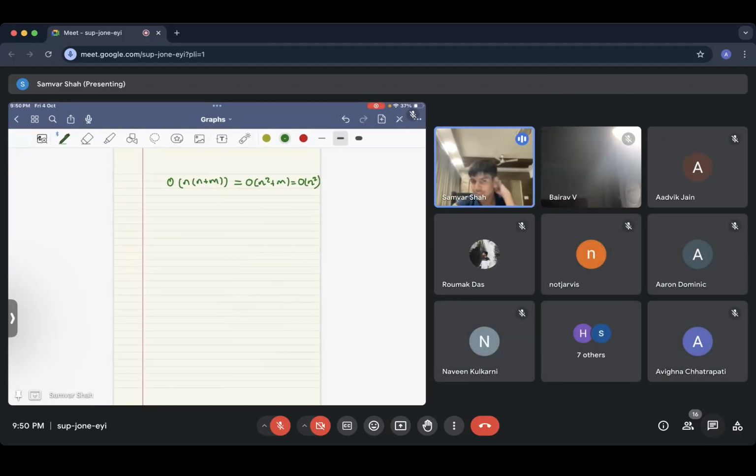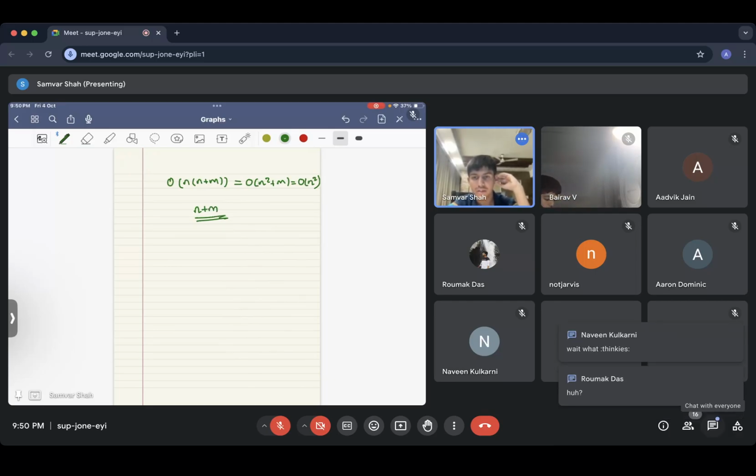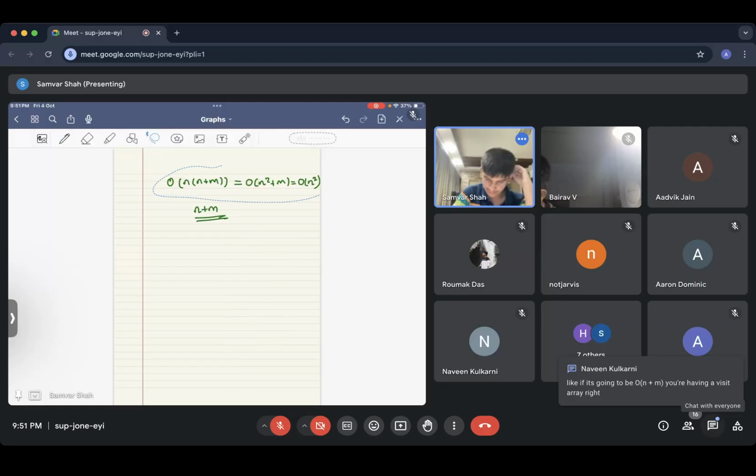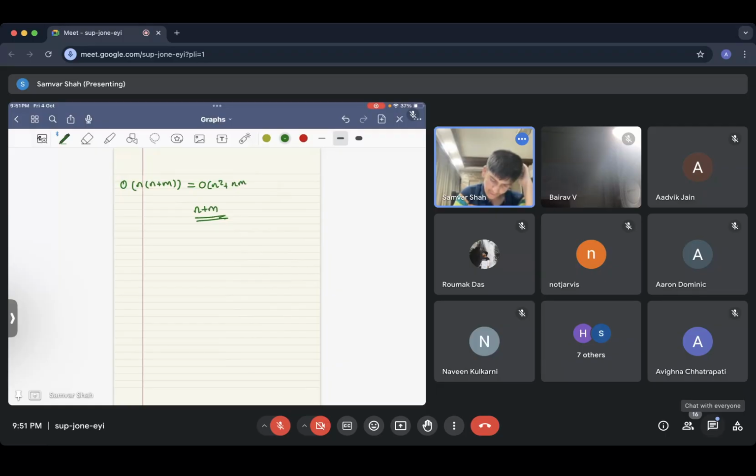So the runtime analysis for BFS and DFS is quite straightforward because you're just traversing all the edges and nodes. So it's just going to be n plus m for both cases. Naveen, do you not agree? Did I say something wrong? Oh, sorry, my math is off. This would be n squared plus nm. And if n and m are small, you can drop it, but let's just keep n and m for now.